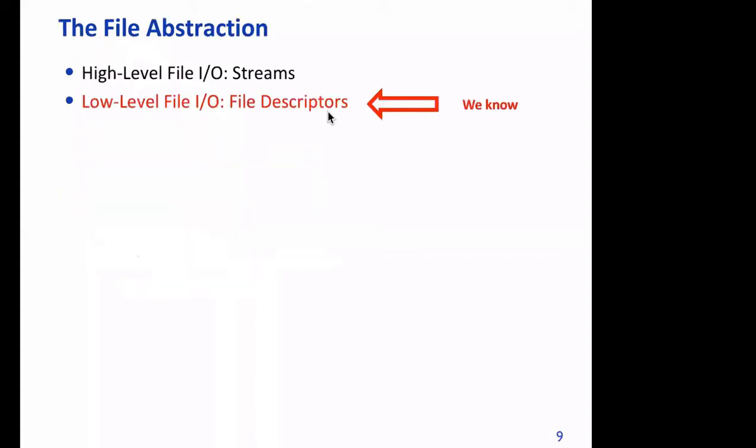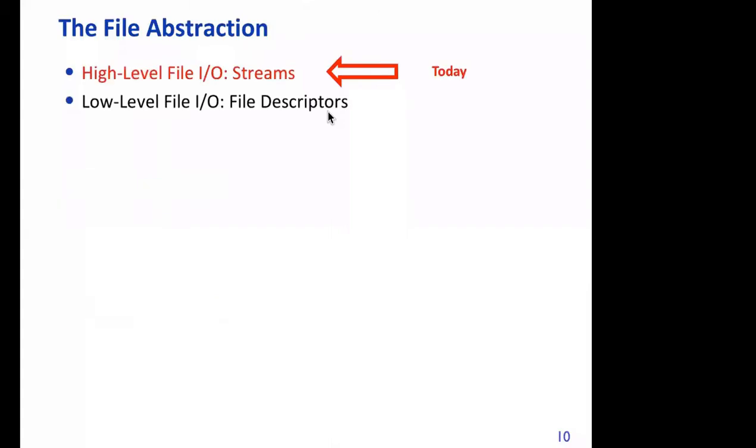Okay, so the lower level file abstraction, which uses file descriptors, we have already covered. Okay, the high level file stream we are going to study today. Okay, so let's see the need for the high level file stream.